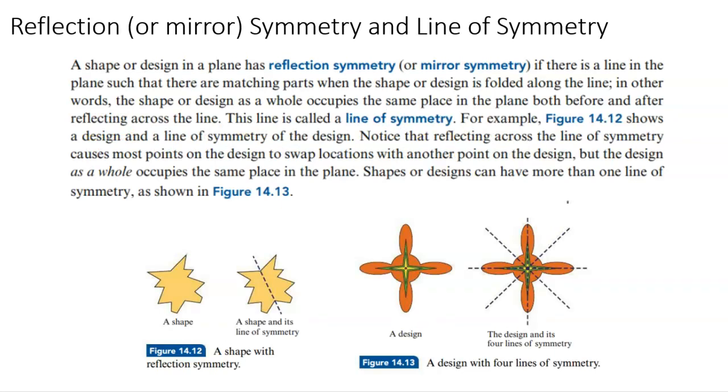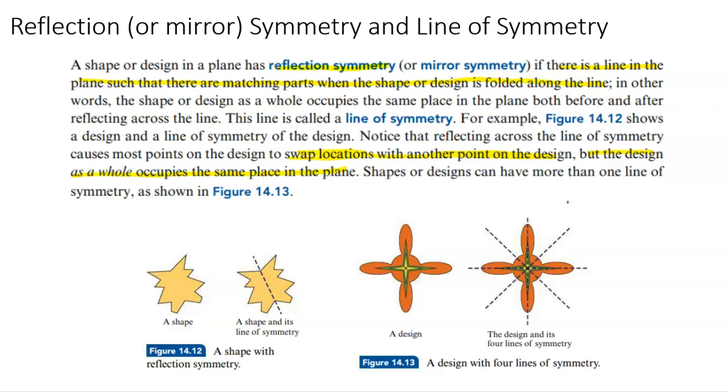If a shape in a plane has reflection symmetry, there is a line in the plane such that there are matching parts when the shape or design is folded along the line. In other words, the shape or design as a whole occupies the same place in the plane both before and after reflecting across the line. Take a look here. Notice that reflecting across the line of symmetry causes most points on the design to swap locations with another point on the design, but the design as a whole occupies the same place in the plane.